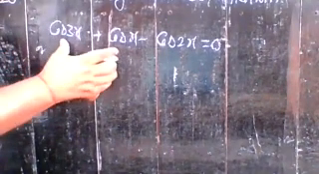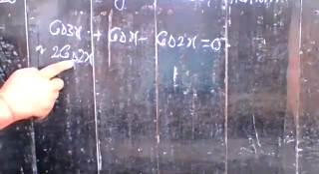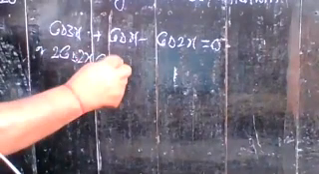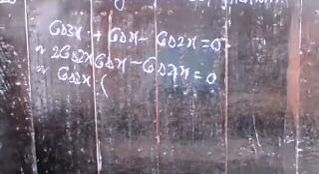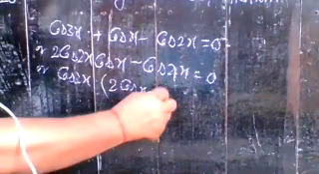So here you apply between two terms the formula of cos x + cos y, which is 2 cos((x+y)/2). So 3x + x, 4x by 2, means 2x. So here you have 2 cos 2x cos x, minus cos 2x is equal to 0. So cos 2x is common. Here you have cos 2x as common. So cos 2x times (2 cos x - 1) is equal to 0.